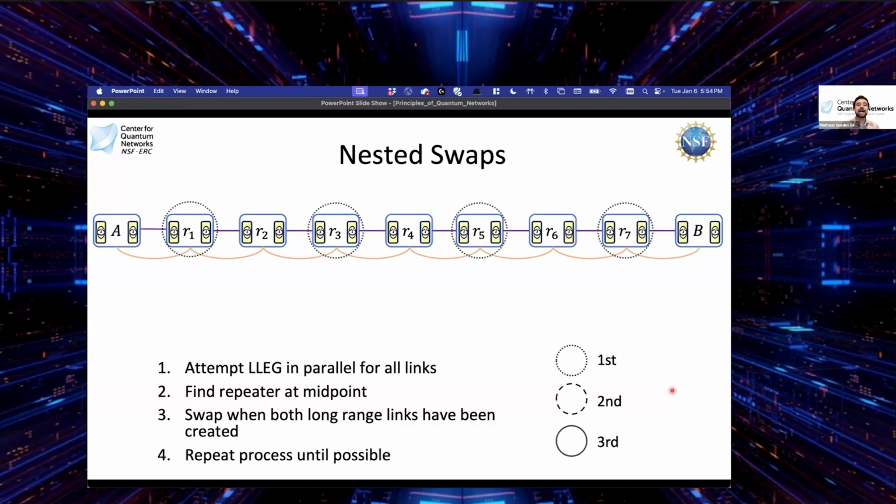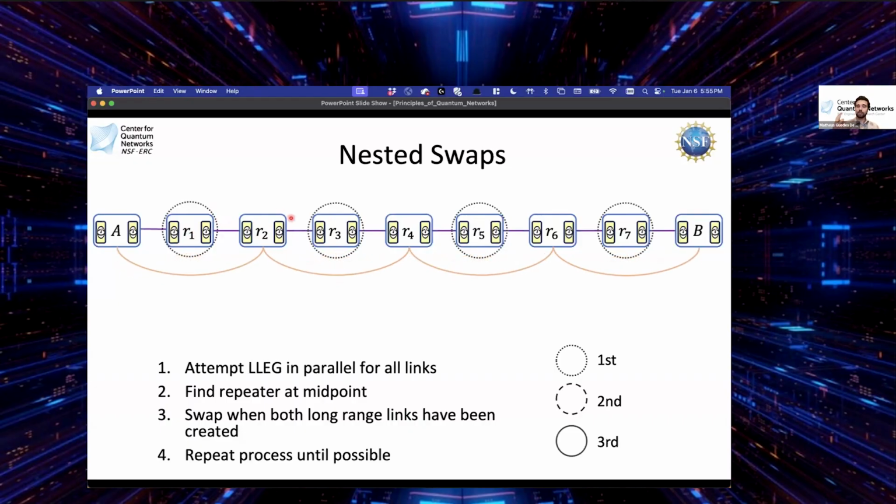And whenever we have 2 links available, let's say at R1, we can perform a Bell-State measurement here. If we have 2 links touching repeater R3, we can perform a link level Bell-State measurement here. What is important to note is that we're not going to perform a Bell-State measurement in repeater R2 before we generate entanglement. We perform our Bell-State measurement in repeaters R1, R3, and it goes in the same way.